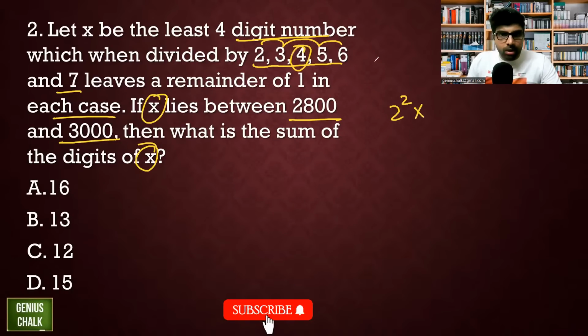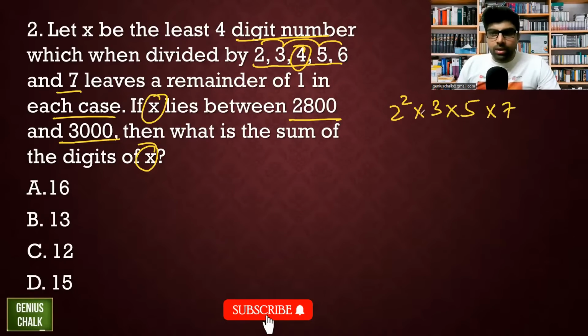Highest power of 3 available. There is no 9, so it has to be 3. Highest power of the next prime number, that is 5. And one more number, which is prime, that is 7. So this is the number which we have. Now the divisors are leaving remainder 1, so this is LCM into n plus 1.